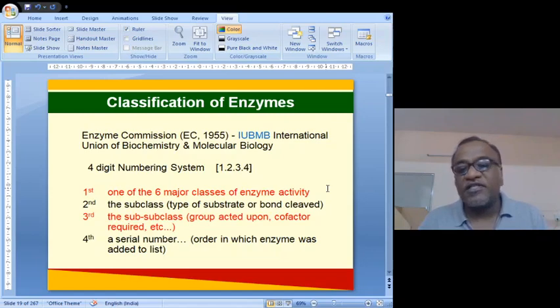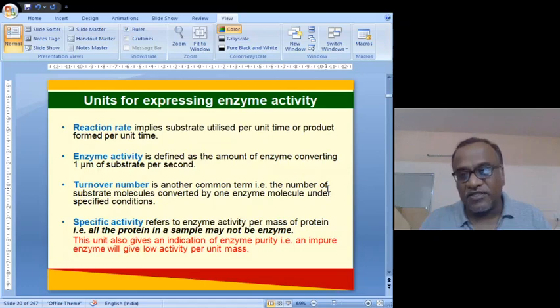So the 4-digit numbering system, which is referred to as 1, 2, 3 and 4: the first one is about one of the 6 major classes of enzyme activity. The second one is about the subclass, that is the substrate or the bond cleaved, and the third one is the subclass, that is the group acted upon, the cofactor required, etc. And the fourth one is a serial number, that is the order in which the enzyme was added to the list.